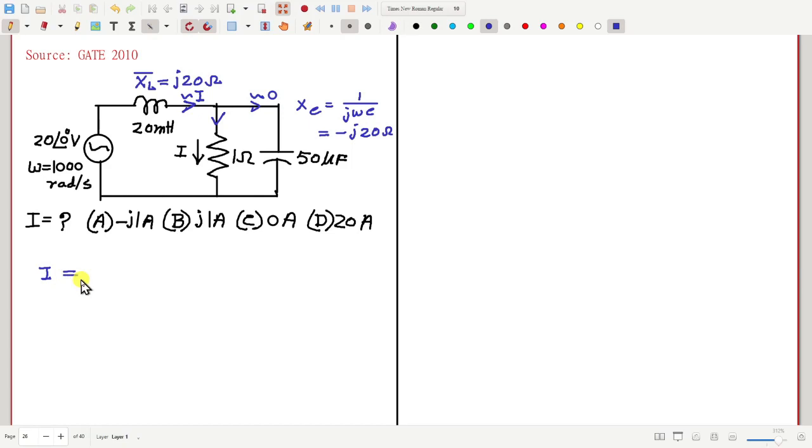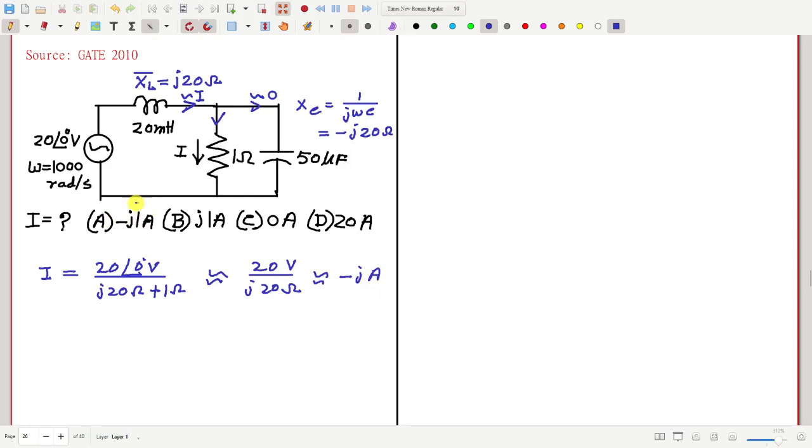Sorry, how much is I then? It is 20 angle 0 degree volt divided by J20 ohm plus approximately 1 ohm. So which is approximately 20 volt by J20 ohm. So that will come out approximately 1 by J, that is minus J. Yes, first option.